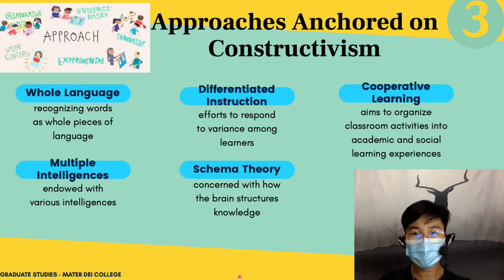Okay? And the fourth one is the learning environment. It is the way the classroom works and feels. Okay? And now let's move on to the schema theory. And this is concerned with how the brain structures knowledge.